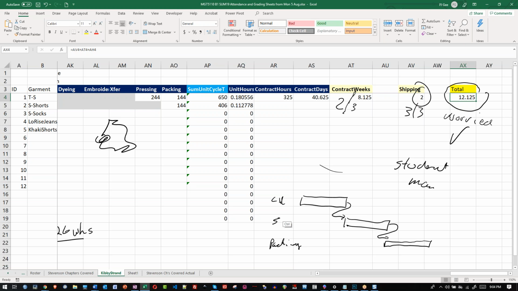Hold on, I don't think we press socks. Right? Yeah. Boom. All right. So this is what the manual tells us, that we're doing it in batch mode, and we have to do all of our cutting first, sewing second, and packing, and that's how we modeled the time here. Okay.